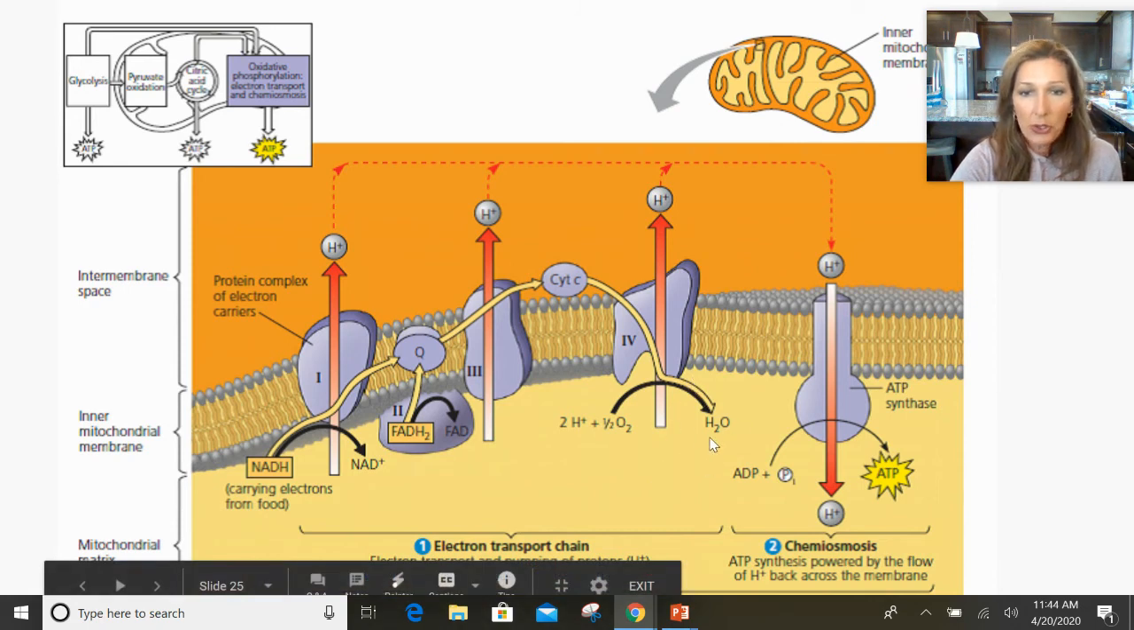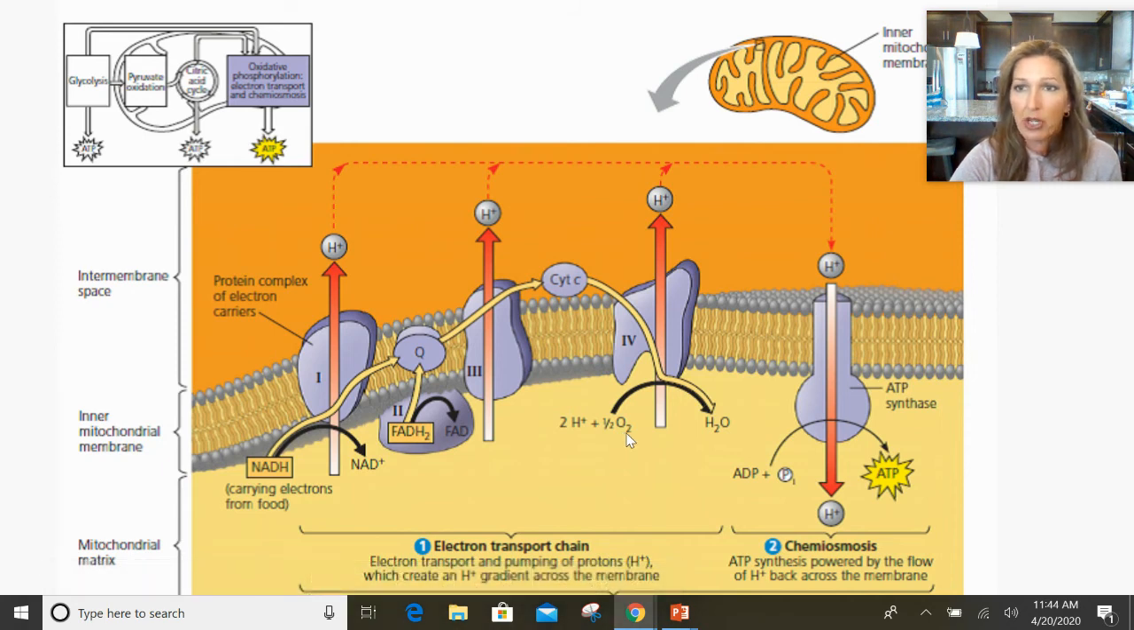Now, it is also through electron transport, when we talk about aerobic respiration, that we have to know the role of oxygen in aerobic respiration. This is the only place you are going to see oxygen being used. Remember, oxygen is the final electron acceptor of the electron transport chain.